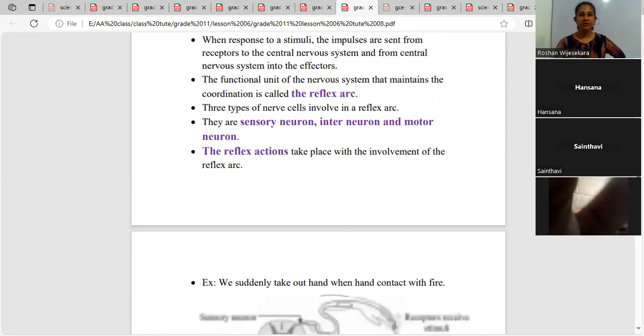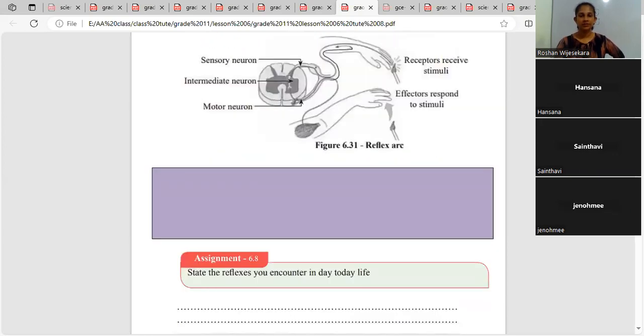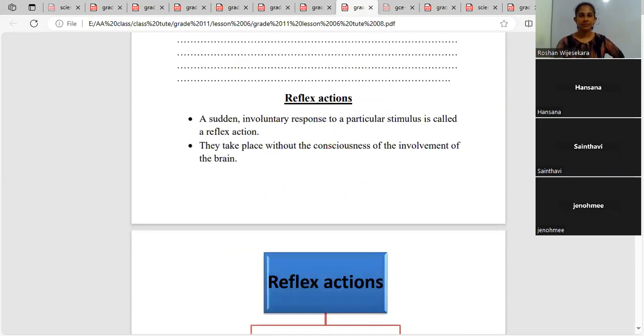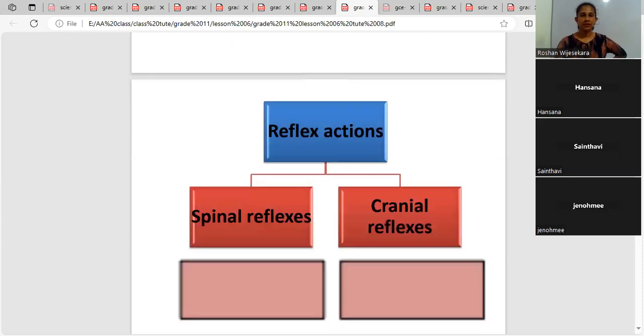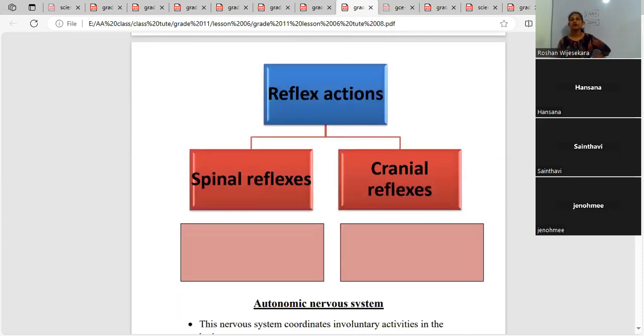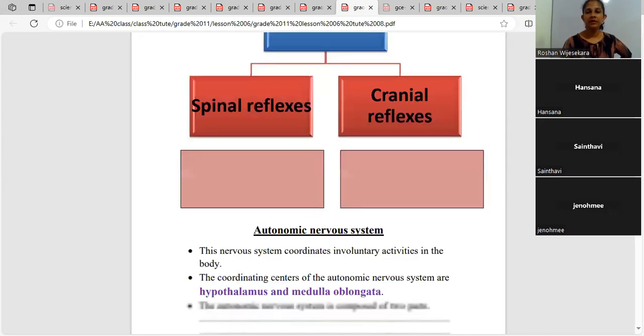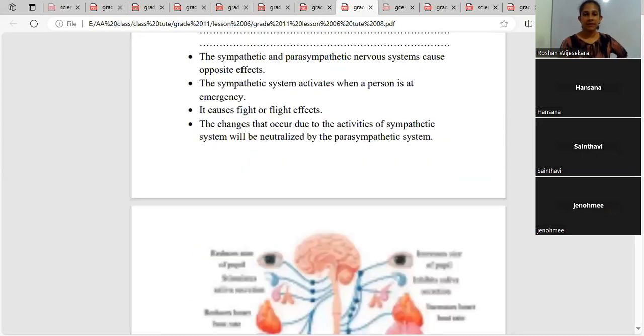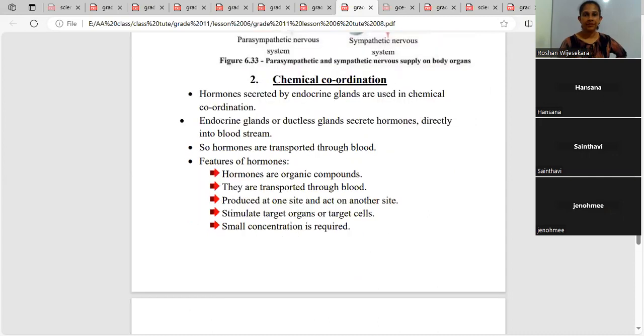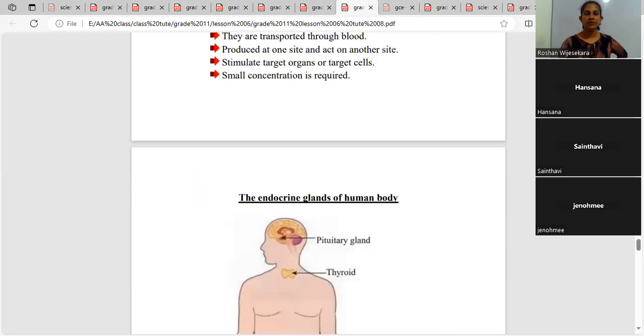Spinal cord and reflex are also important. When considering reflex action, there are two types: spinal reflexes and cranial reflexes. Then chemical coordination is associated with hormones.